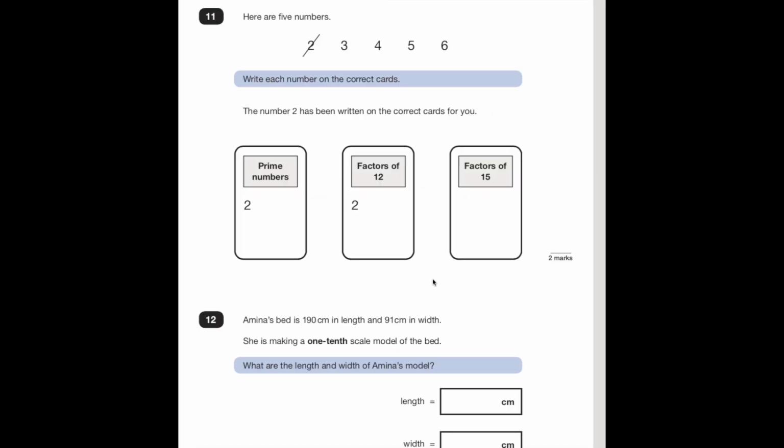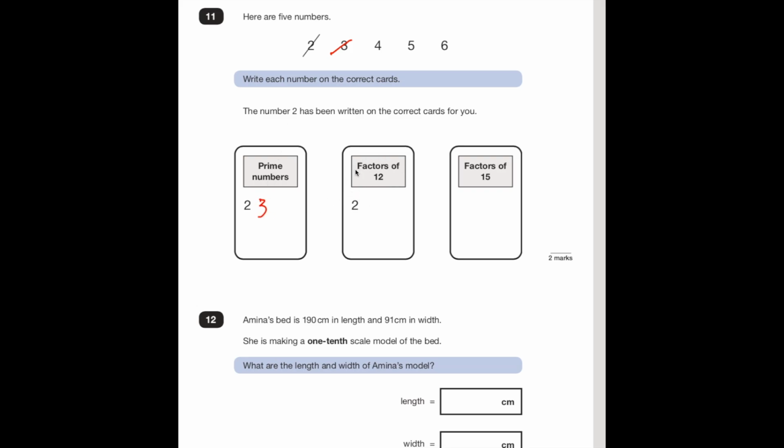Number 11, we've been given 5 numbers. Write each number on the correct cards. The number 2 has been written on the correct cards for you. Basically, we've got to put these numbers in, and if they fit one of these rules, such as is it a prime number, is it a factor of 12 or 15, then we put it on the card depending on which ones are correct. So looking at number 3, number 3 is a prime number.